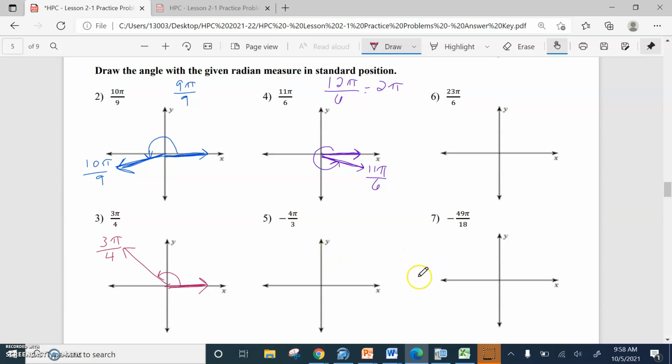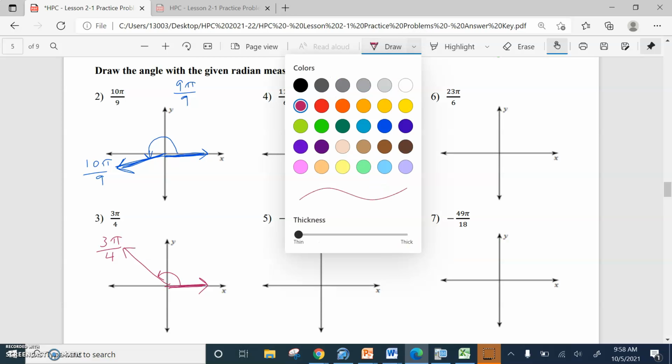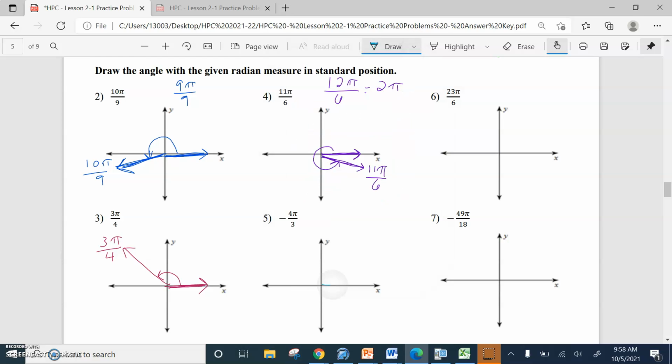Looking at number 5, it is a negative in front. So all that means is, well, first of all, let me get a new color here. All it means is we still start in standard position over here, straight to the right, but instead of going counterclockwise, we will rotate around the circle this direction some amount. So let's see, 4 pi over 3, 3 pi over 3 gets us to 180 degrees. So we are 1 more pi over 3 units past that. So 1, 2, 3 gets us 180, and then another pi over 3, we're at like 1/3 of the way back around the second half.